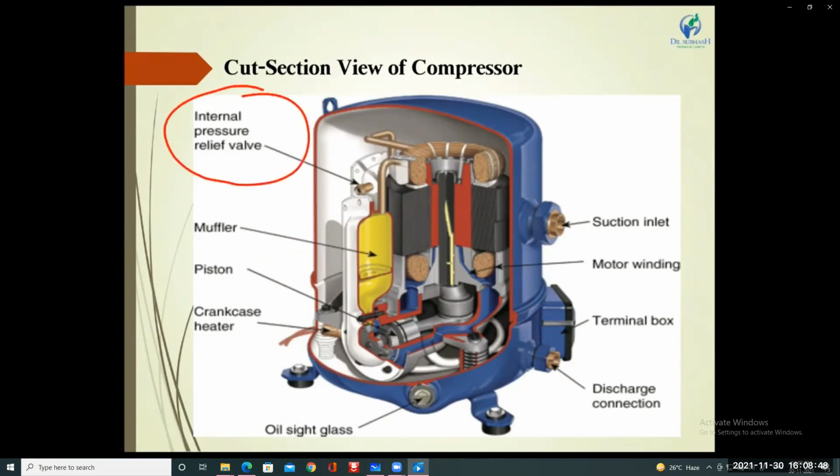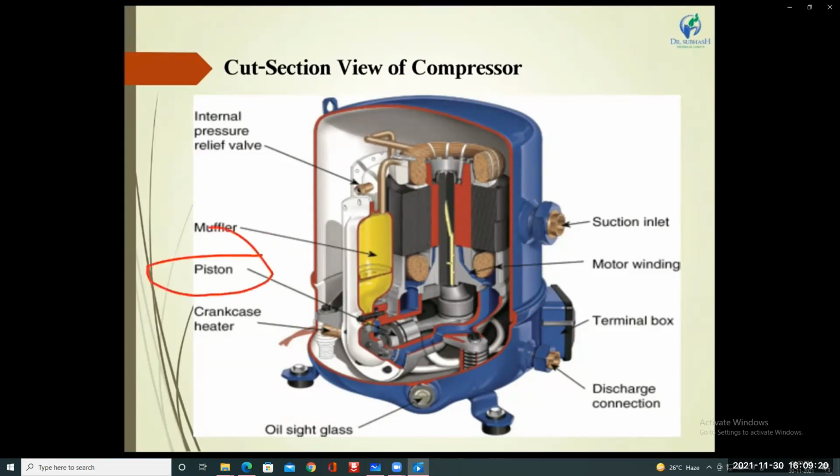The internal pressure relief valve. Due to higher speed or highly superheated refrigerant, the pressure can cross the critical limit. This internal pressure valve relieves the critical pressure and maintains the design pressure in the refrigerant line or conditioner line. The second item is this muffler. The muffler gives protection against the higher magnetic field.